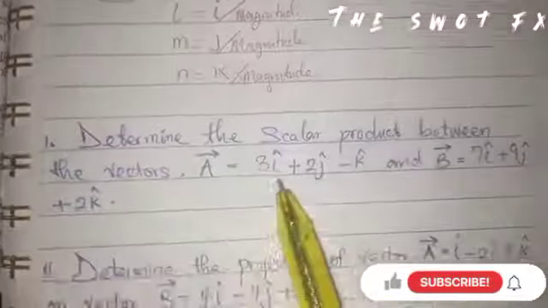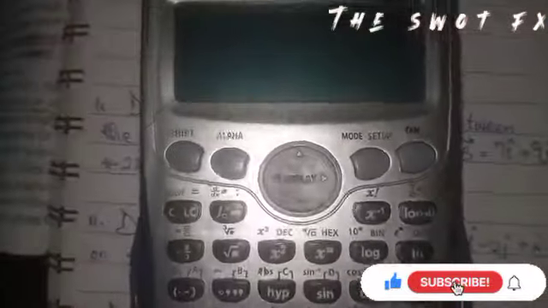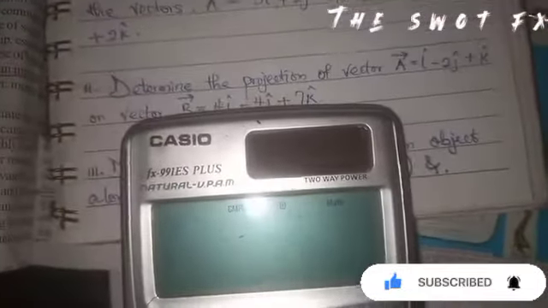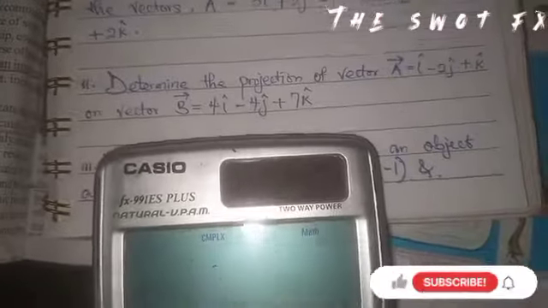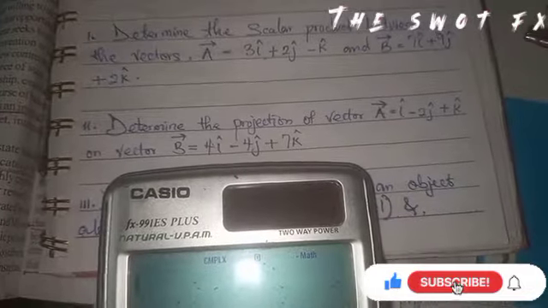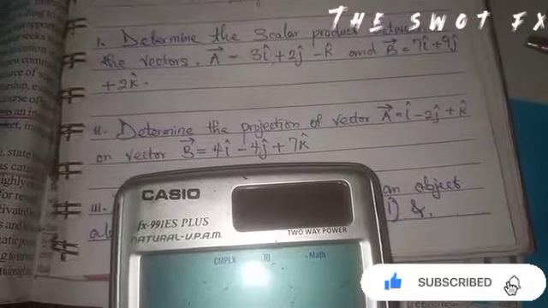Now let's go to the first question. The first question says, so that's the first question. You can see the first question. What you need to do here is this: determine the scalar products, meaning that it is the scalar dot product. Now how do we do this?